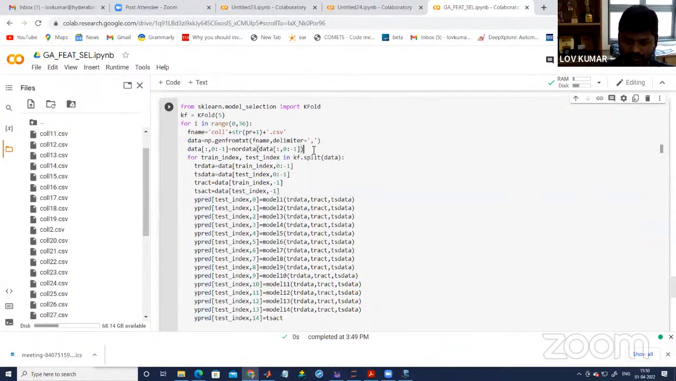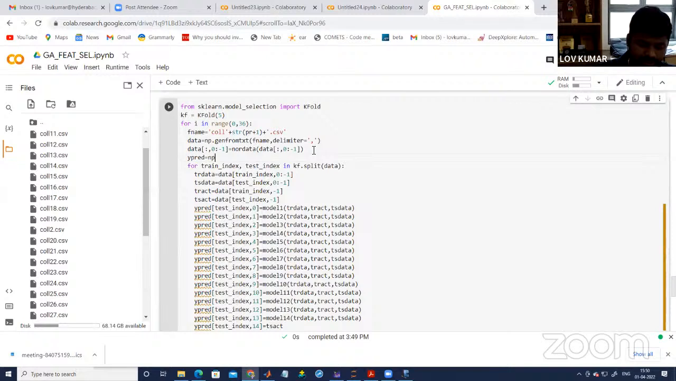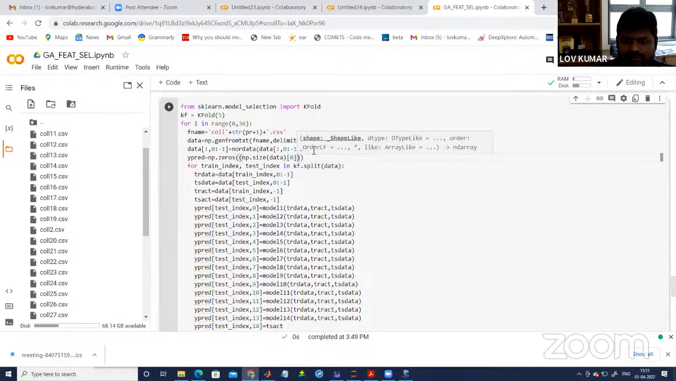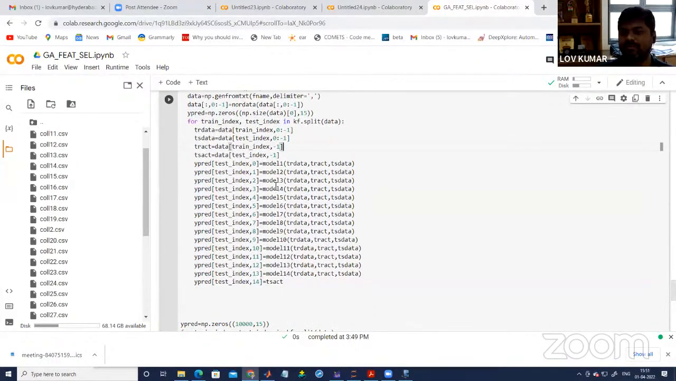We are going to define a variable y predicted value equal to np.zeros, np.size of data of 0. Now we are using 15 different types of models, model 1, 2, 3, 4, 5, 6 up to 14. And then finally, we are also going to store our testing data. This we are continuing for all the values.